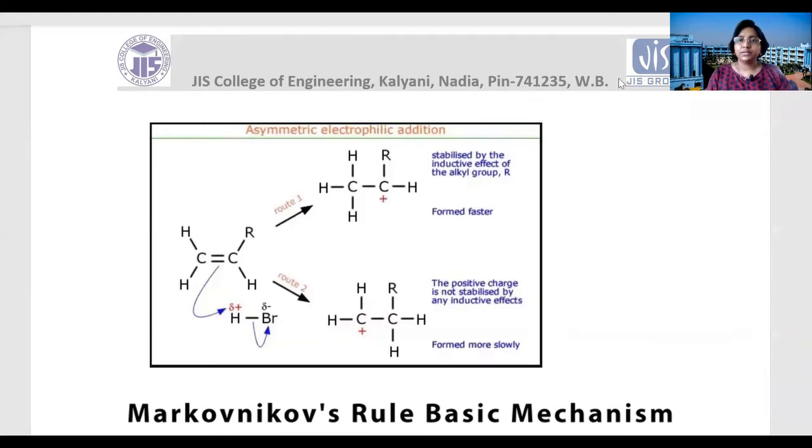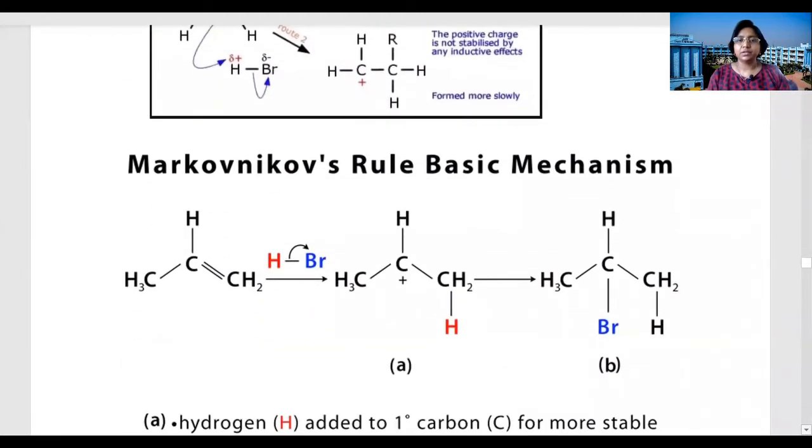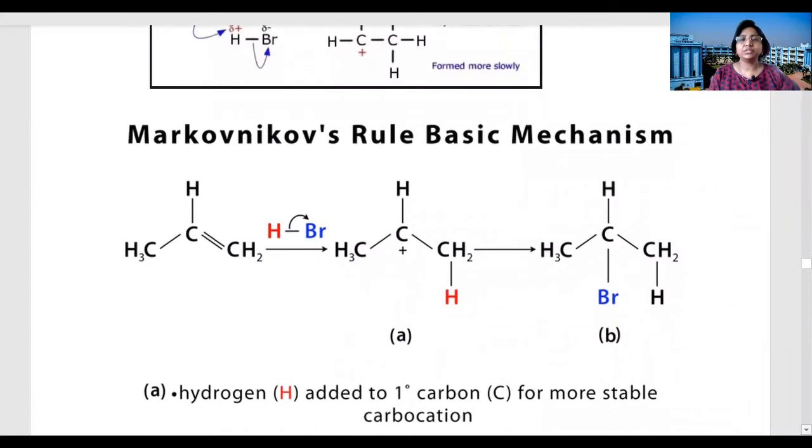So come to the next figure, the mechanism of the Markovnikov rule. There are two possibilities, so which one will be correct? Here you can see the first carbon. Okay, just one second. Okay, so here this carbon, this is not our concern.